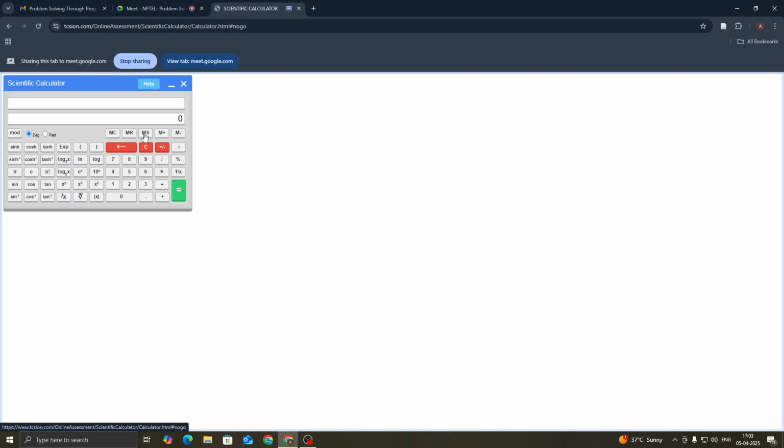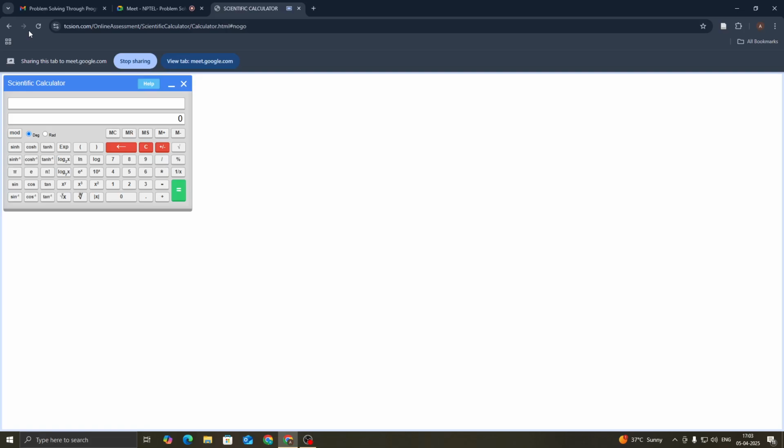Okay, memory functions are there, M plus and minus. Memory clear, then memory recall, memory save, these are the functions. Then on the left-hand side you can see all the mathematical expressions are there, as well as the calculation of them is given.